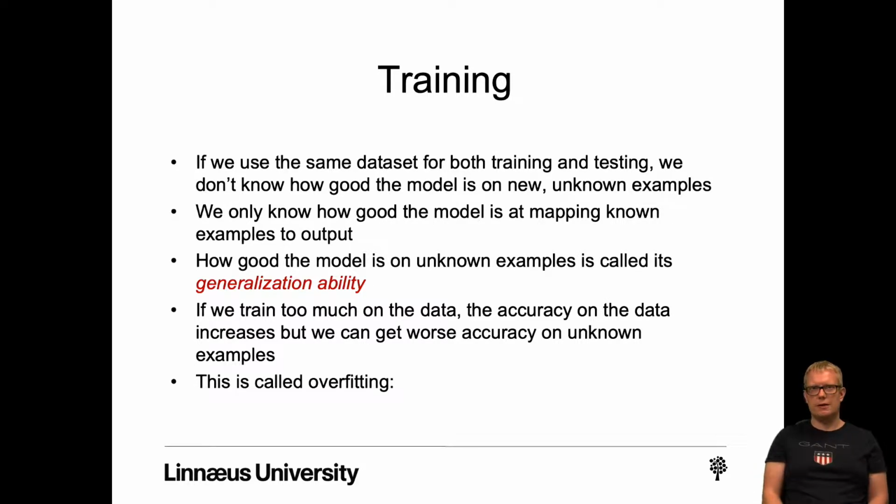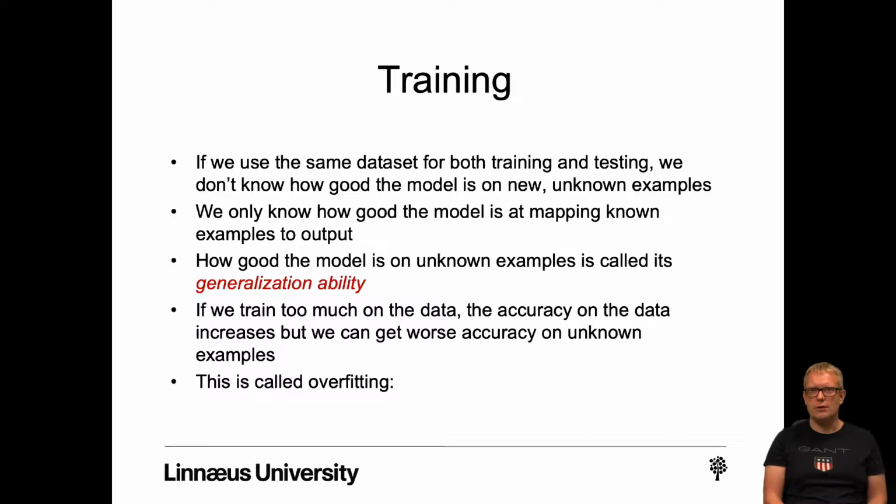A problem is that if we use the same dataset for both training and testing, we don't know how good the model is on new and unknown examples. And this is what we often want to use our machine learning system for. We want it to classify new things it hasn't seen before. We can only know how good the model is at mapping known examples to output. And how good the model is on new and unknown examples is called its generalization ability.